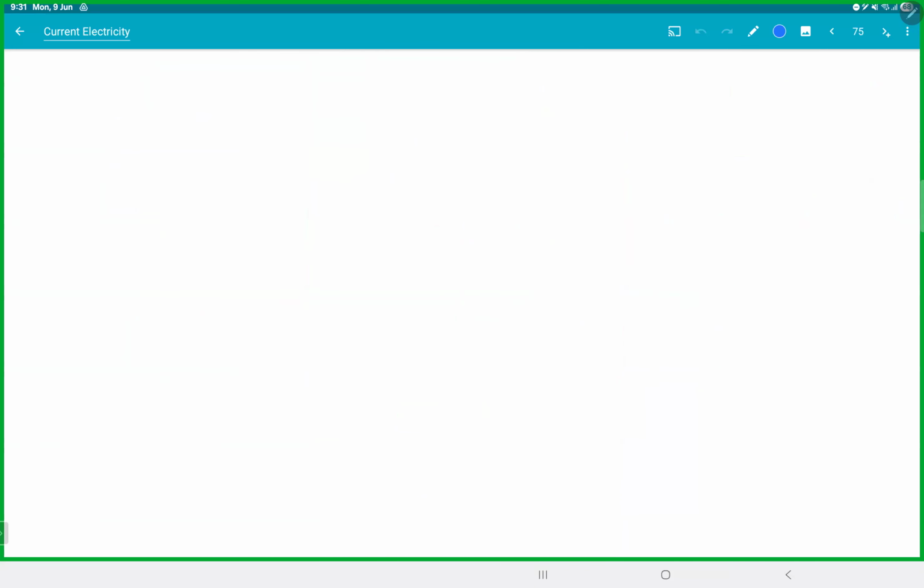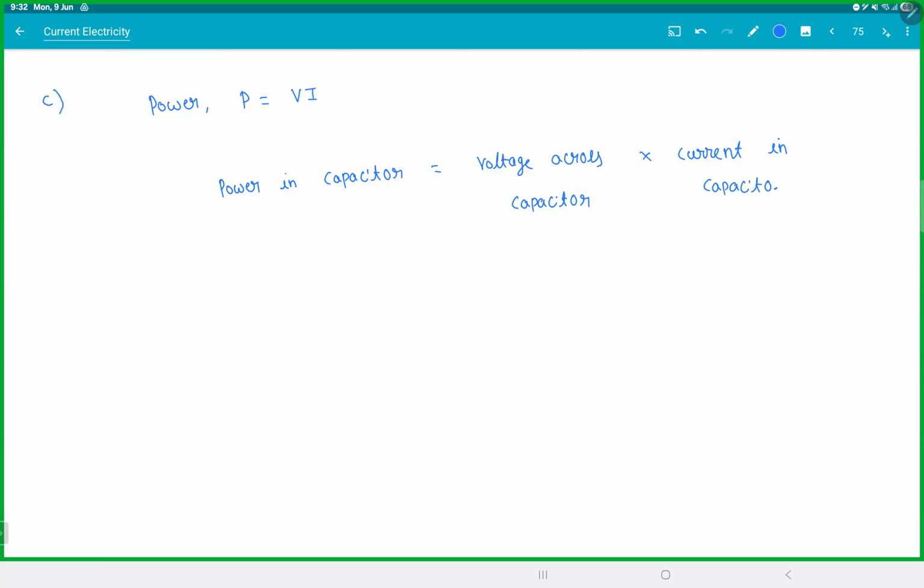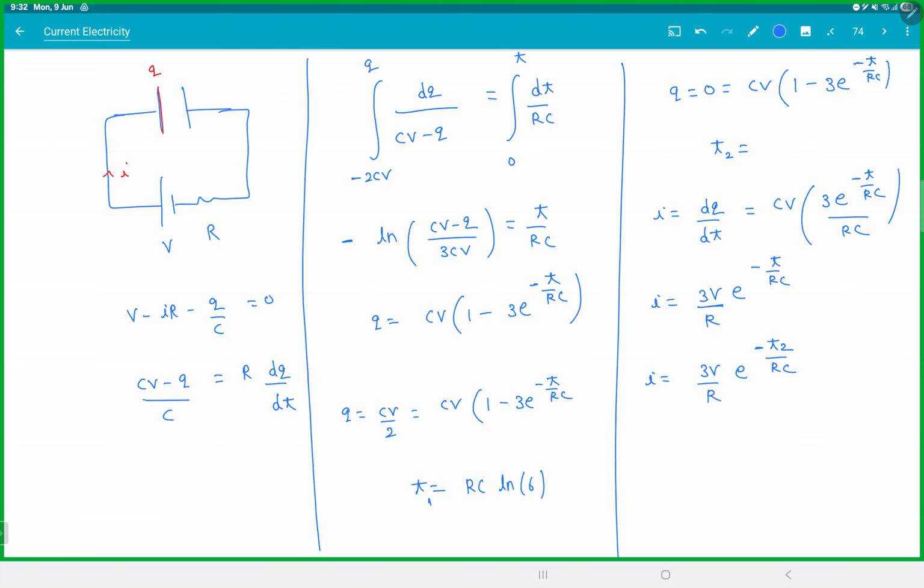See, for the C part, power is nothing but V into I. So exactly what is V? V is the voltage. So if you want power in a capacitor, this is the voltage across the capacitor into the current in the capacitor. It should be across the element. So voltage across the capacitor is Q by C. Current is I.